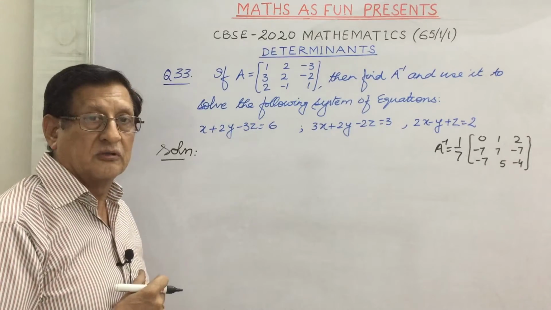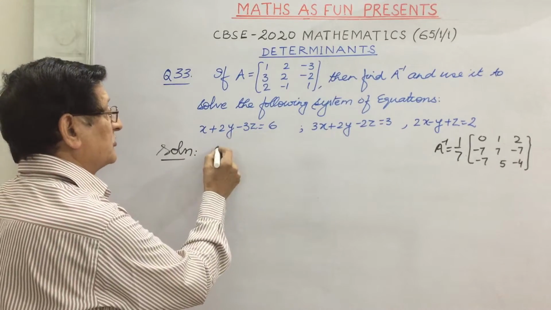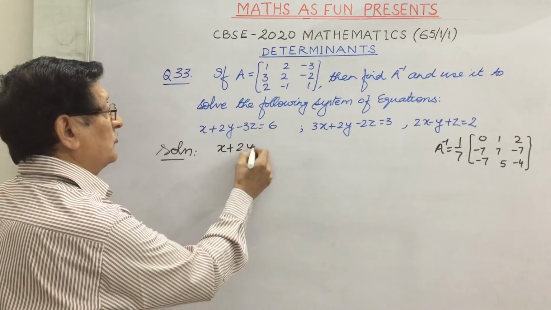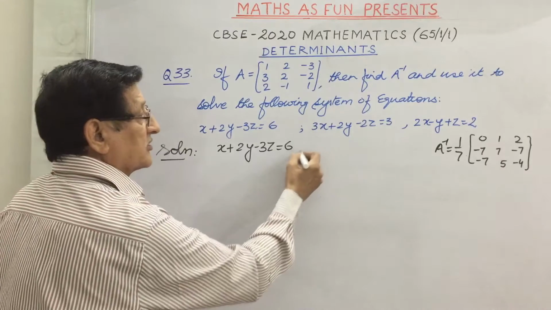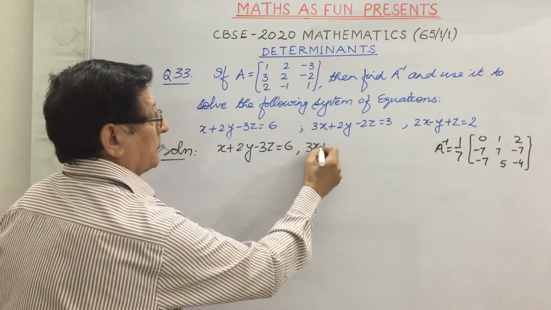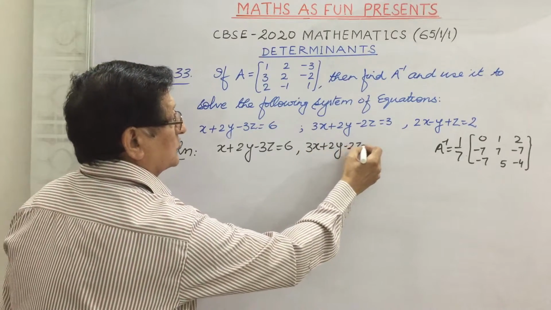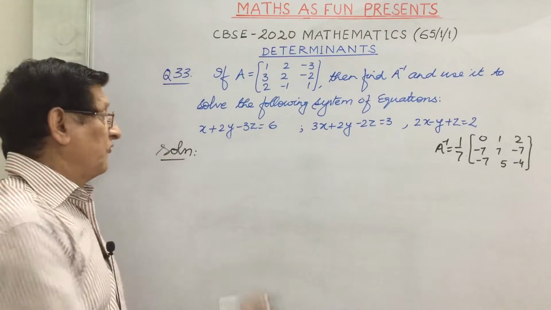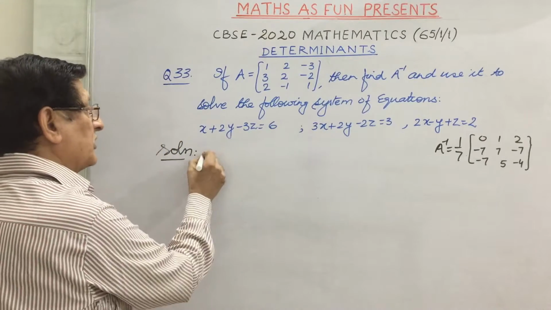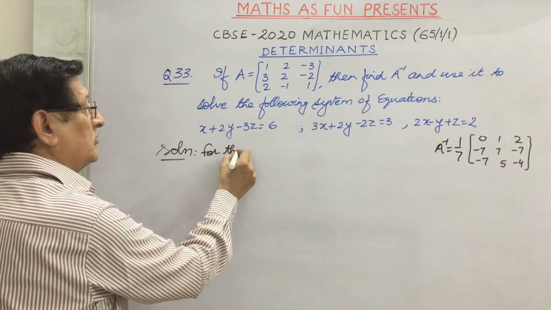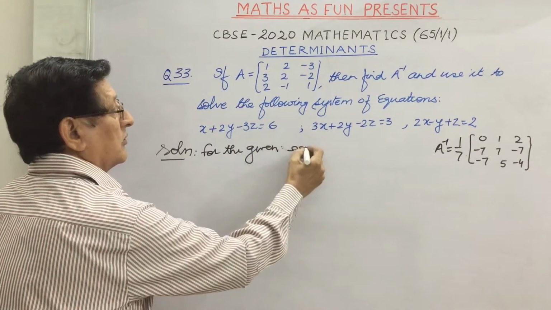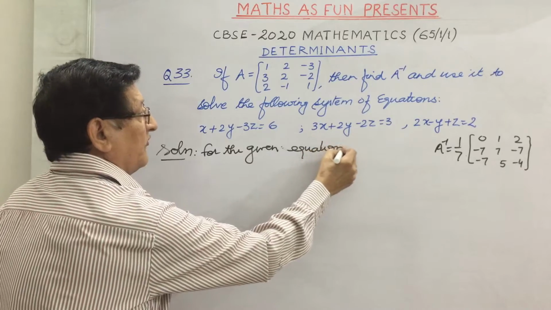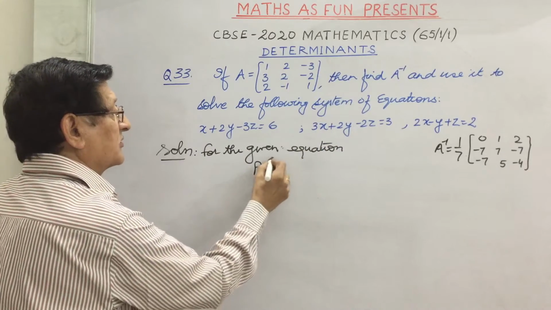these equations. Now these equations have been given to you are x plus 2y minus 3z equal to 6. Second equation is 3x plus 2y minus 2z is equal to 3. Now for the given equations, we can make for the given equations, we write the matrix. Suppose that matrix is P.